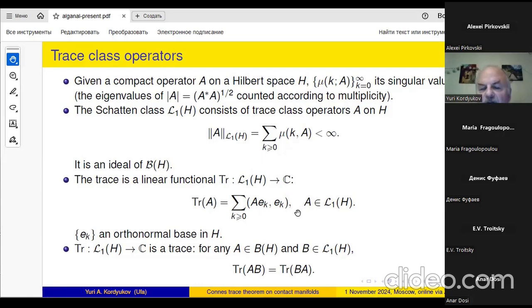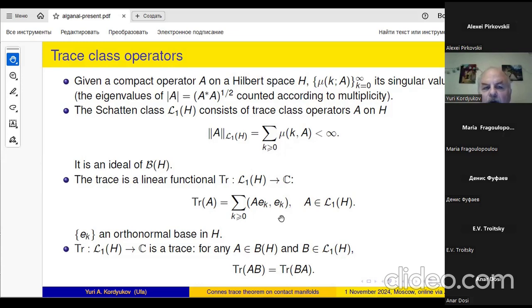And there is Lidskii's theorem. There is a deep Lidskii theorem which says that in the case of positive operators, this is the same as the sum of eigenvalues. Well, not even singular values, just the sum of eigenvalues of this operator.